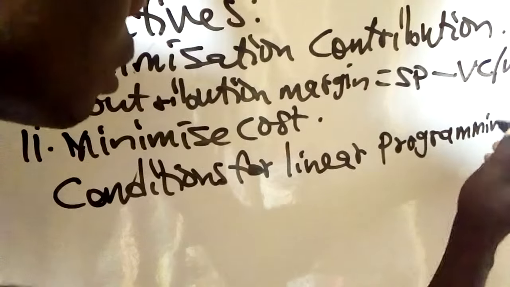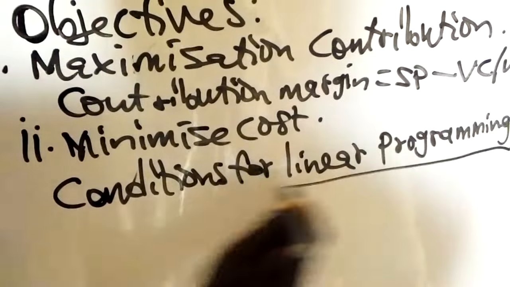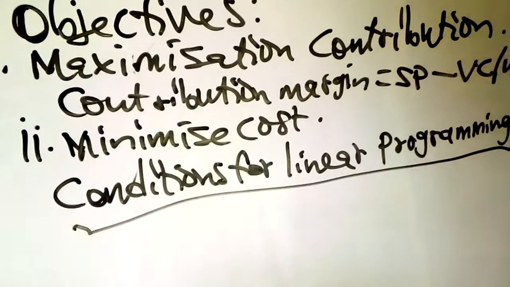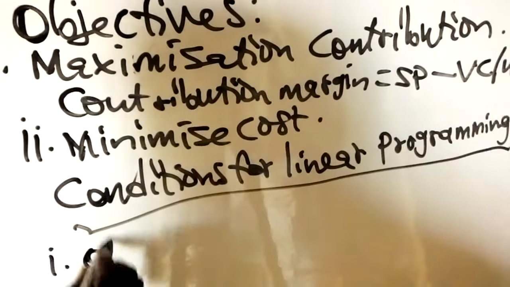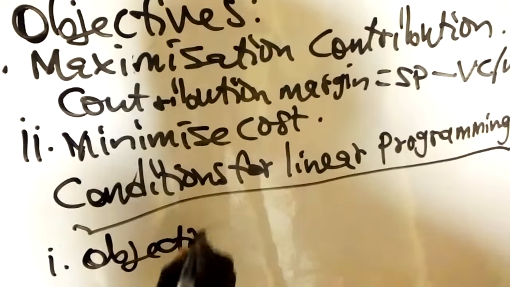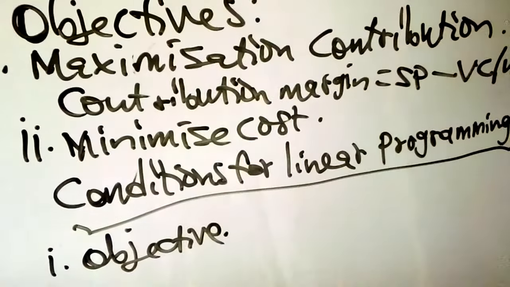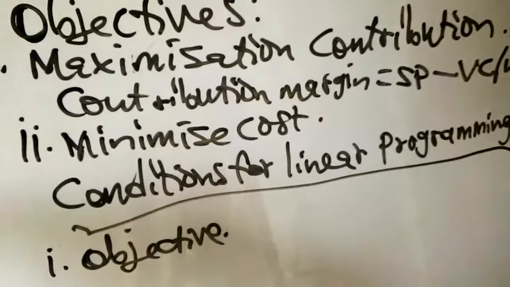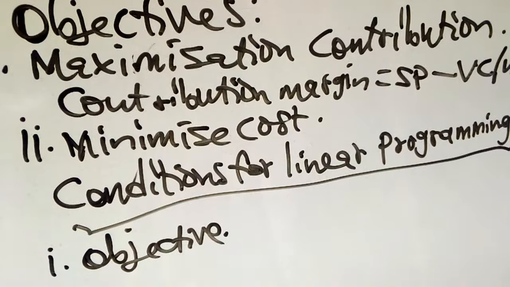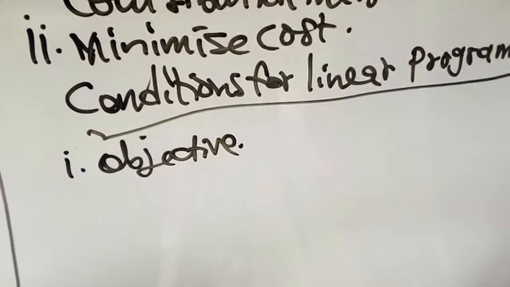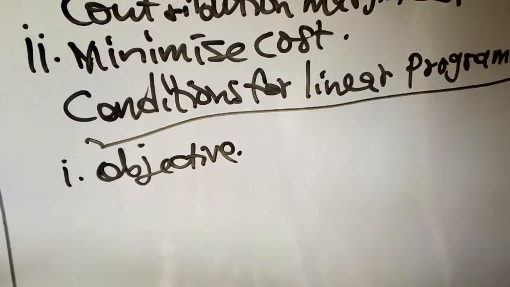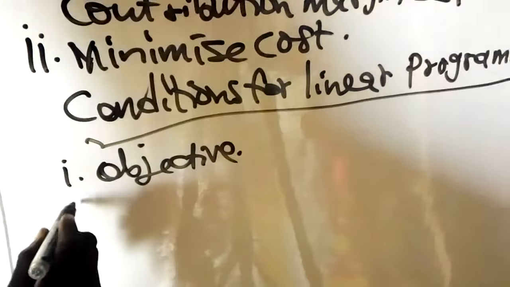Number one, there must be an objective to achieve. I've told you that your objective could be to maximize or to minimize. In every linear programming problem, there must be an objective, meaning that you must have an objective function.